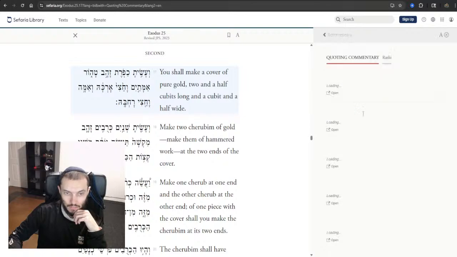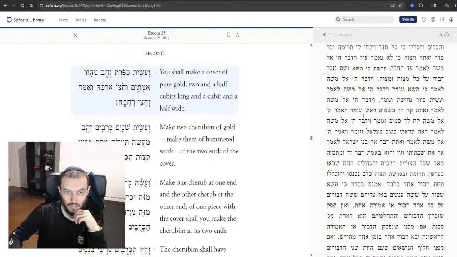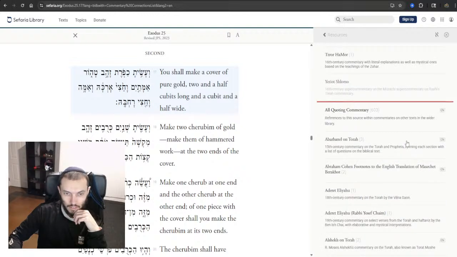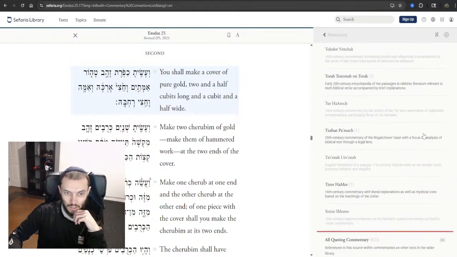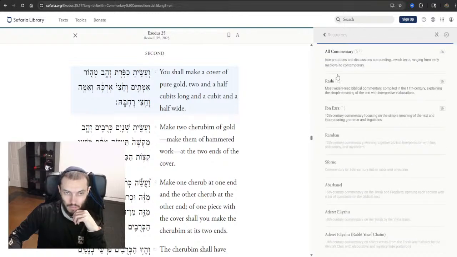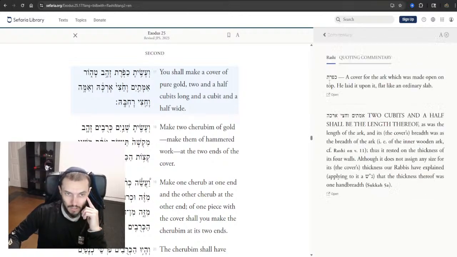Quoting commentary? What is this? Oh, okay, I see. This looks like it's probably references to this source within commentaries on other texts. So it's showing all the text that is connected with whatever the person's commentary is. So we're gonna stick with Rashi because it's the most common. He does the most commentary. We'll go ahead and deal with that tomorrow.